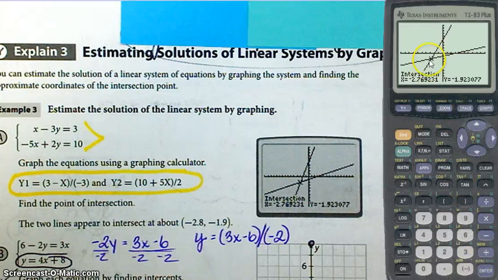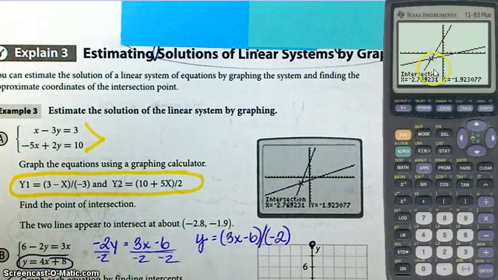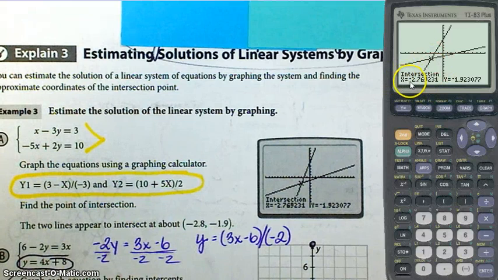Does a little calculation. All right, so these two lines intersect at x equals negative 2.769, whatever, y equals negative 1.923, and so on. Okay, so the two lines appear to intersect at about negative 2.8, negative 1.9. Okay, so that is how you can do this on a calculator.